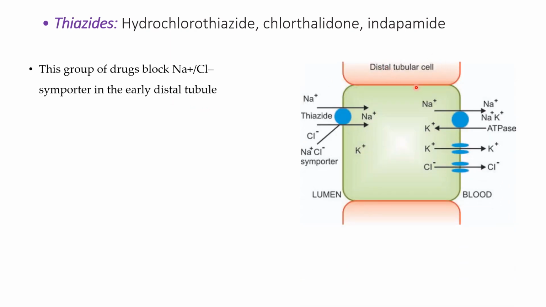So this is the distal tubular cell. Here the sodium chloride symporter is present. The meaning of symporter is that sodium and chloride both move in the same direction. The drug, the thiazide diuretic, will block this sodium chloride symporter and thereby lead to the excretion of sodium. Whenever there is increased excretion of sodium, it will also lead to increased excretion of water.